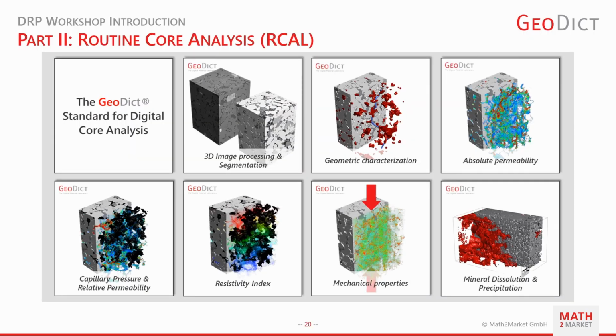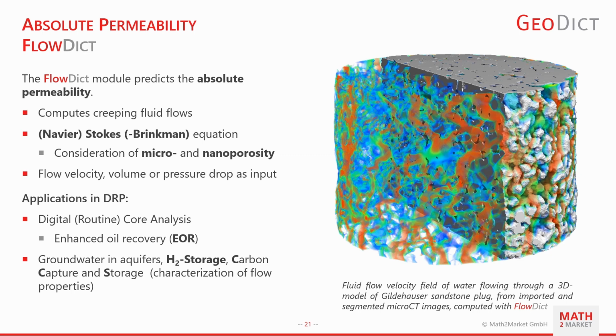Welcome back to the Digital Rock Physics workshop for GeoDict 2022. In the second part of the routine core analysis workshop, we will focus on the computation of absolute permeability of your segmented Gildehauser sample. To do so, we will use the model FlowDict to compute the absolute permeability or the fluid flow field using the Navier-Stokes or Brinkman equations.